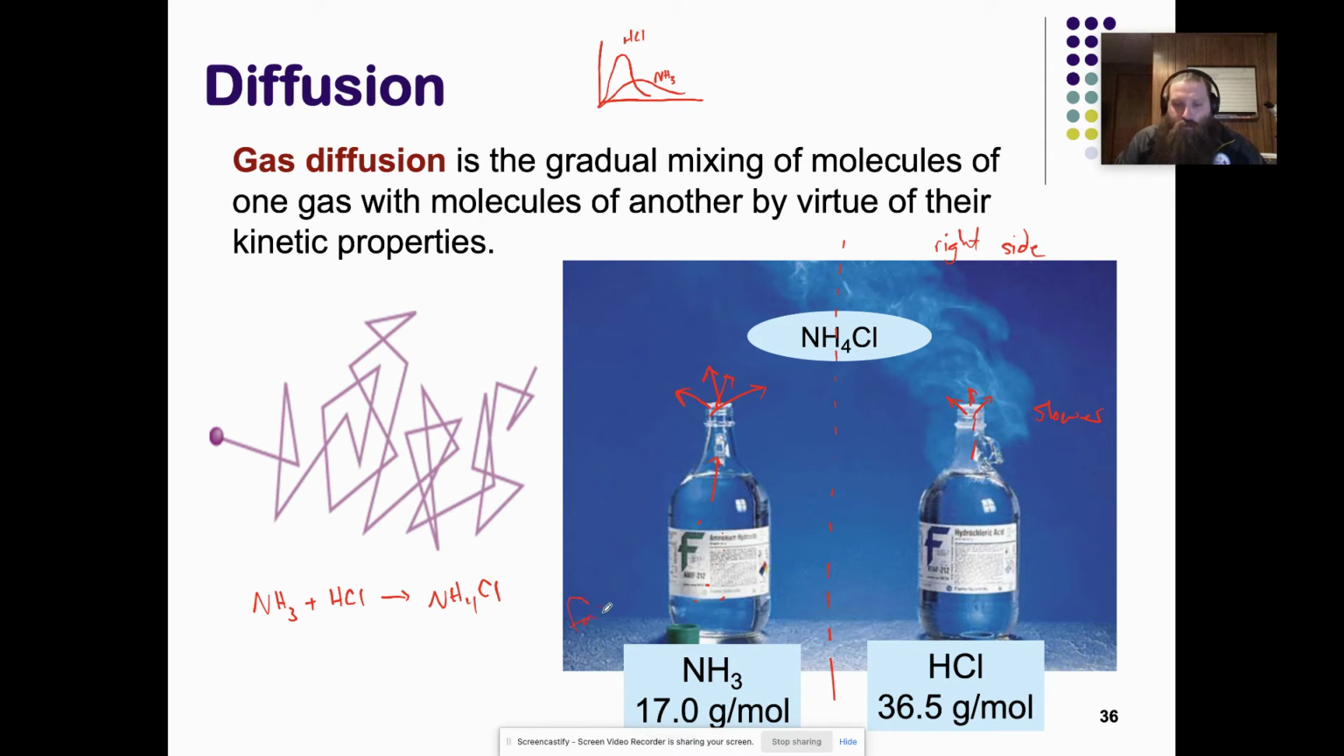NH3 is faster because it's lighter, and so it's able to cross this midline before it interacts with the HCl. And so all of my NH4Cl is kind of stuck around here, because that's as far as the HCl has gotten, right? It hasn't moved as far. So that's an interesting visual application of this.